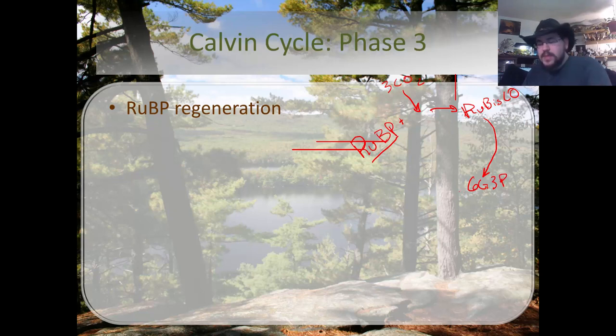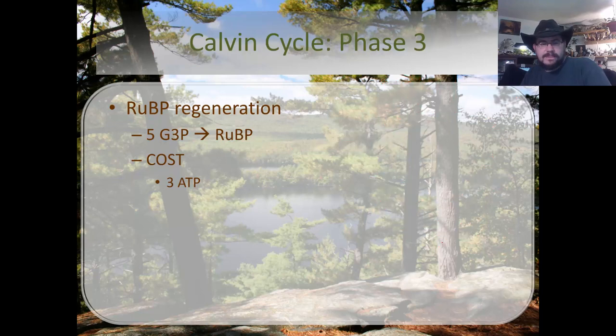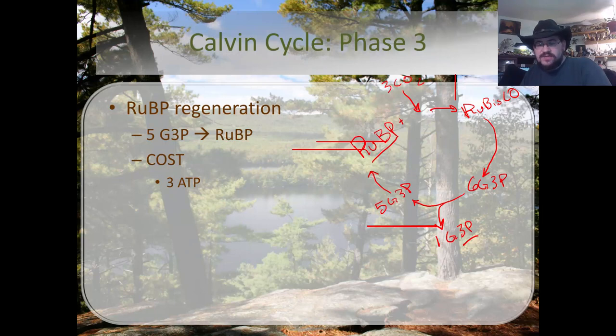Right? Well, ignoring all the specific reactions that take place, basically we need 5 G3P to regenerate RUBP. Which means the ultimate product of phase 3 is 1 G3P sugar. This costs an additional 3 ATP. So, a lot of stuff goes on, and the ultimate product of all of this is 1 G3P sugar available for use by the plant. It can convert this into good old glucose, but it can also convert it into other molecules that are necessary.